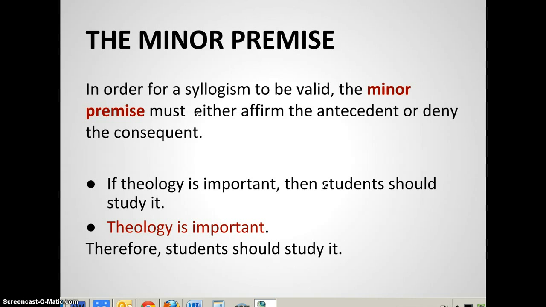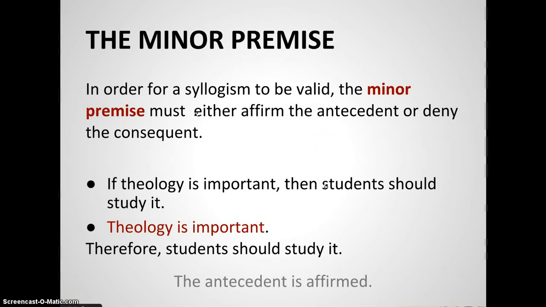Now, you'll notice then that the minor premise here affirms the antecedent, and that is what we expect. We want the antecedent to be affirmed. That means it's a valid syllogism. That means, again, to repeat, that if this premise is true and this premise is true, this conclusion must necessarily follow. Now, if one of these premises is false, then the conclusion does not follow. But assuming the truth of both the premises, the conclusion is absolutely necessarily true.